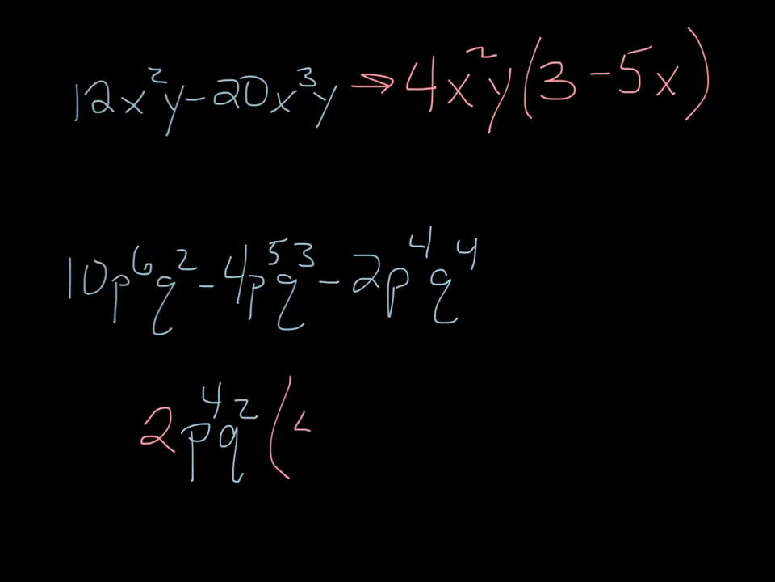Well, 2 times 5 gives you 10. P squared times p to the 4th gives you p to the 6th, and now the q's are already taken care of. So let's move to the next term. What times 2 gives us negative 4 would be a negative 2. What times p to the 4th gives us p to the 5th, and that should be a p. And then what times q squared gives us q to the 3rd, that should be a q.